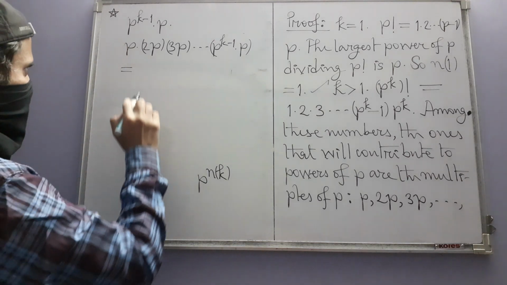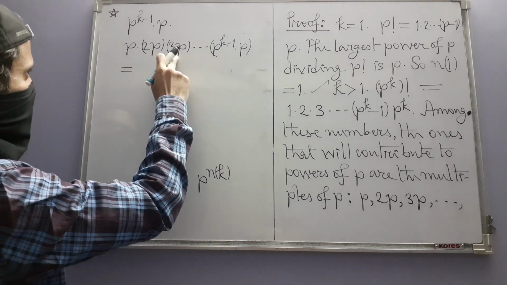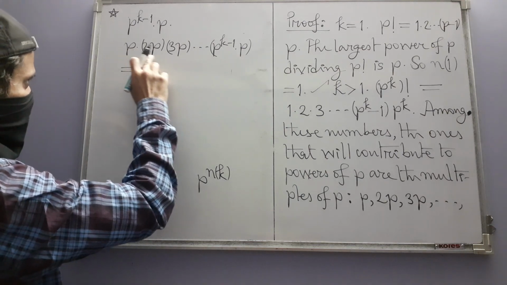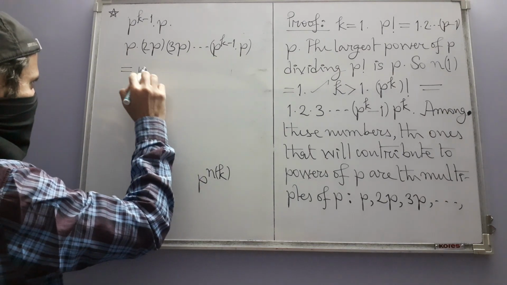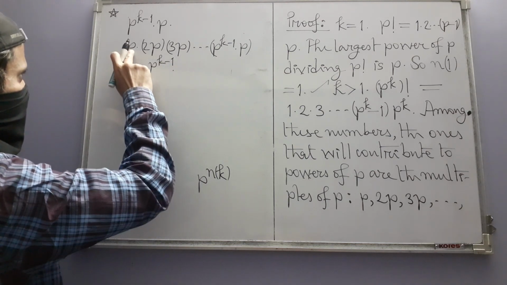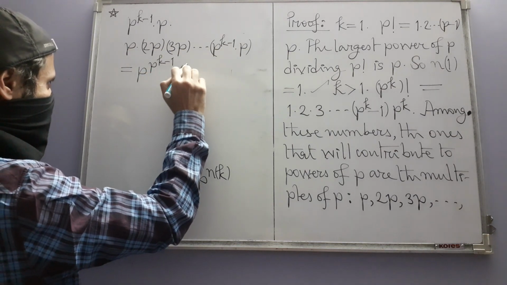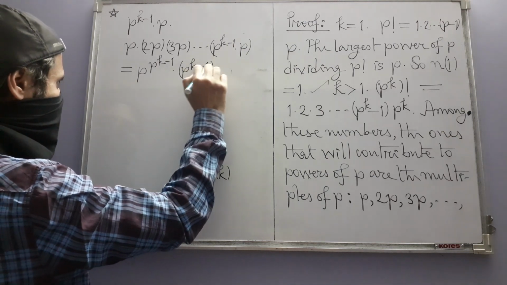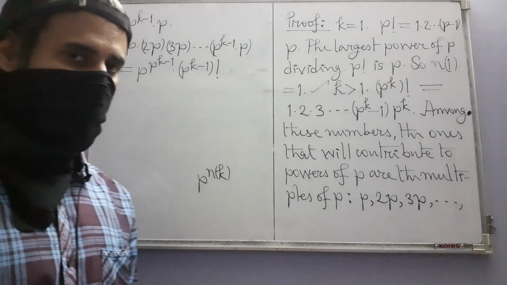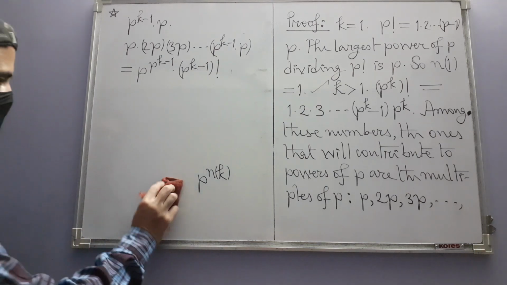Now you can see that this is nothing but, how many factors do we see here? 1, 2, 3 like that, up to p to the power k minus 1. That many p's also we are getting. So let's write that first. And then along with that 1, 2, 3 like that up to this, which we can write as a factorial. So this is how the number looks in a more compact form.